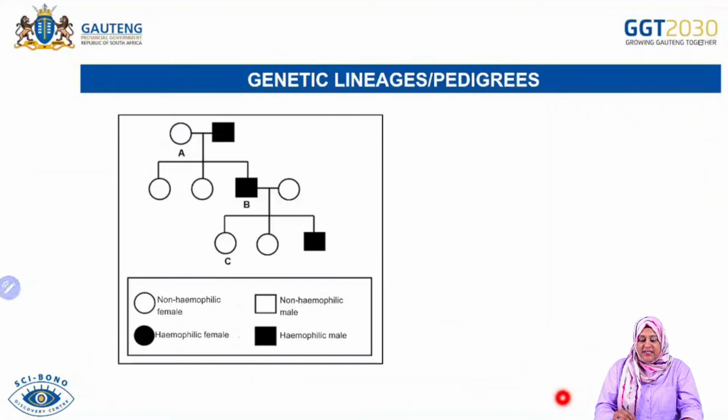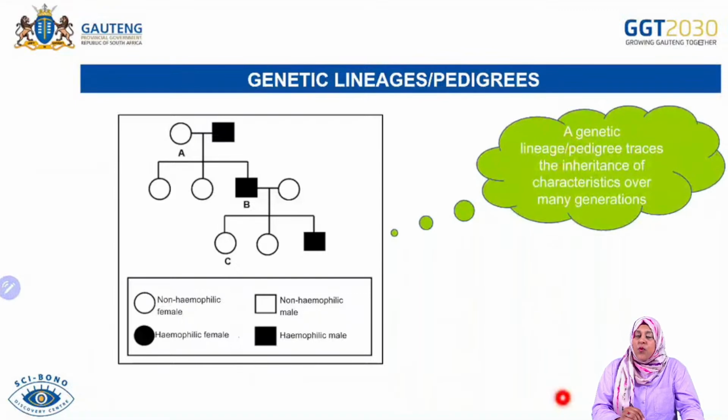We're going to move on to genetic pedigree diagrams or genetic lineages. Now, this was a very big problem in the exam. So let's see, a genetic pedigree traces the inheritance of characteristics over many generations. And when you see a pedigree diagram, because we are looking at male and female, it does not mean that you must use X and Y notation. X and Y notation is only for sex-linked characteristics or diseases or disorders. It is not all pedigree diagrams that you must use X and Y.